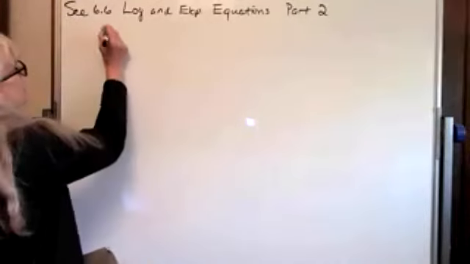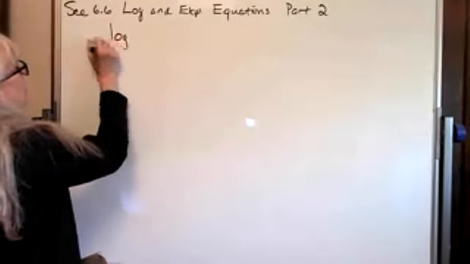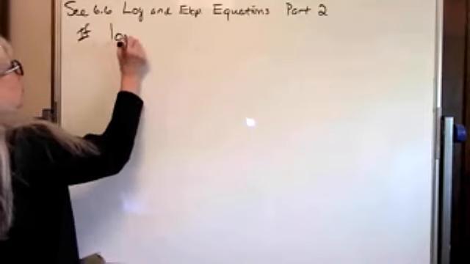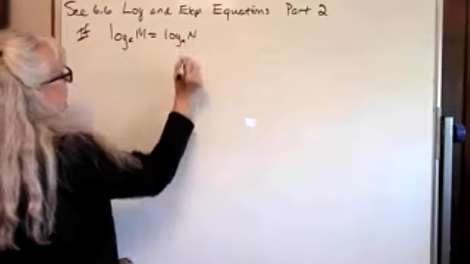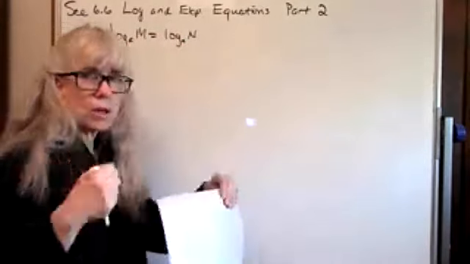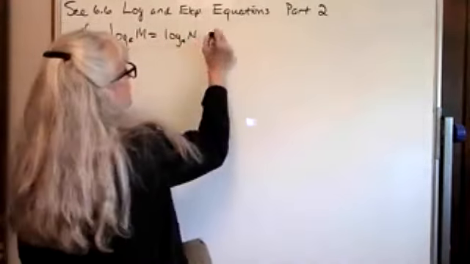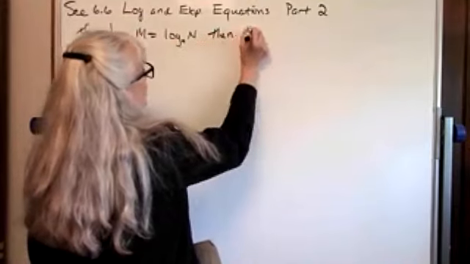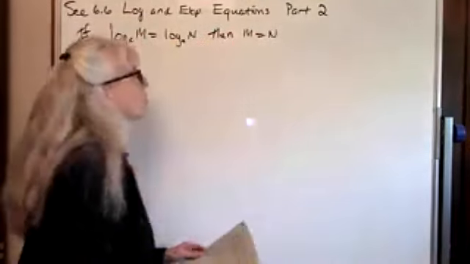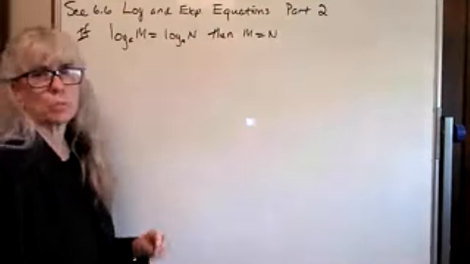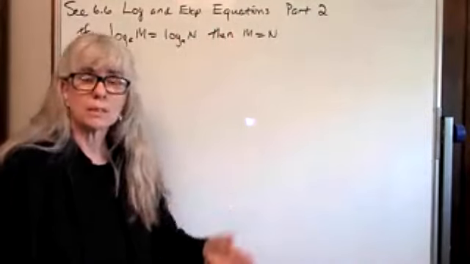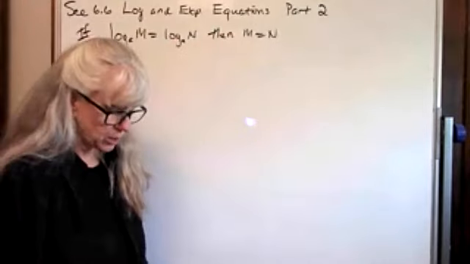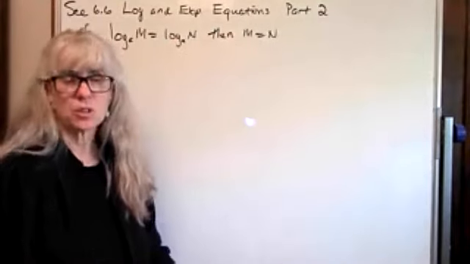And the property says that if log base A of m is equal to log base A of n, so I've got two logarithms, one on each side, and they're equal to each other, then the arguments have to be the same. The bases do need to be the same also, but if you have log equal log and they're the same base, then the arguments themselves have to be equal to each other. So we're going to use this property. Don't forget, we still have to check for domain issues.